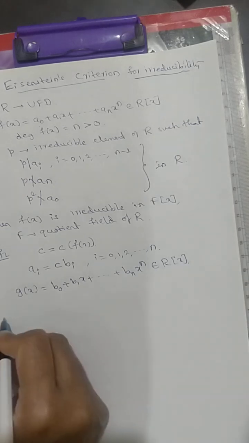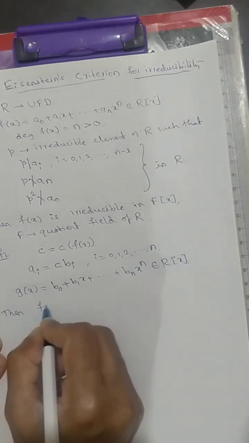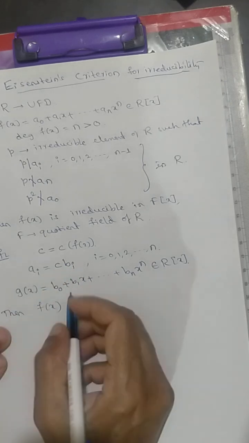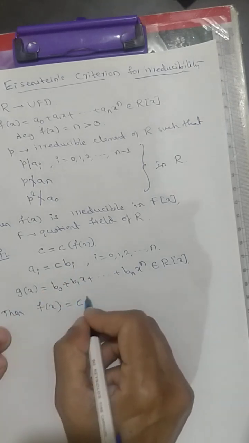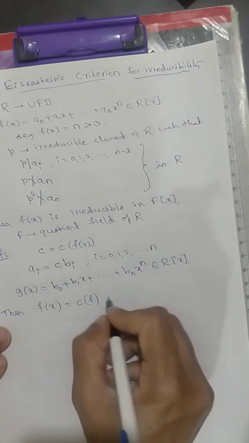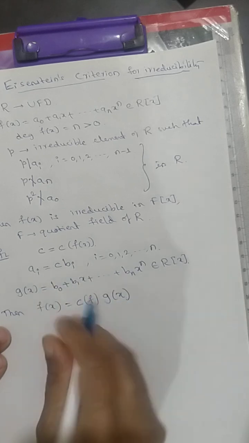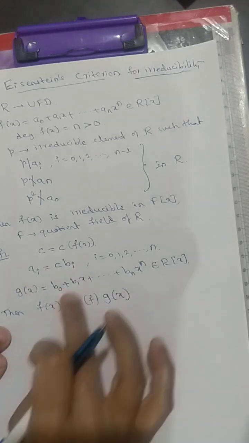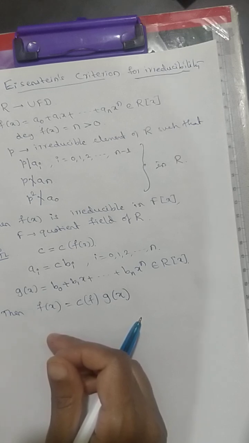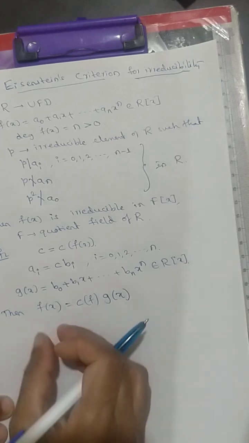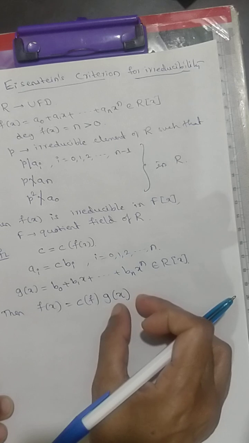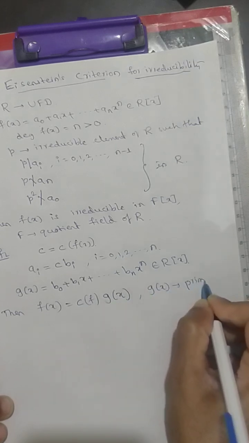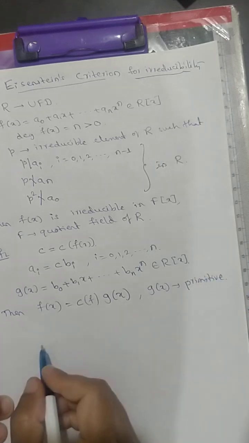Then for the polynomial f(x), I have a_i equal to c b_i. So I can write f(x) as c, the content of f, into g(x), because I have a_i equal to c into b_i, and the b_i's are the coefficients of the polynomial g(x). Once I have written f(x) as its content into g(x), this polynomial g(x) is a primitive polynomial.